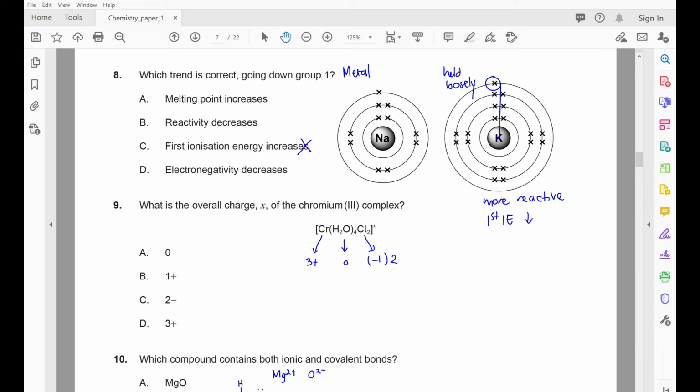So we can also say that the first ionization energy is lower. So C is incorrect. Reactivity, B is also incorrect. Now, electronegativity has to do with how strongly an atom pulls electrons towards itself. So because potassium has a large ionic radius, when there is a nearby electron, it has weaker pull, or you can say it has weaker electronegativity. So D is correct.